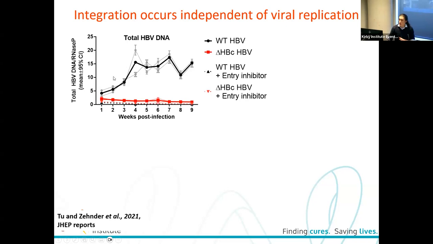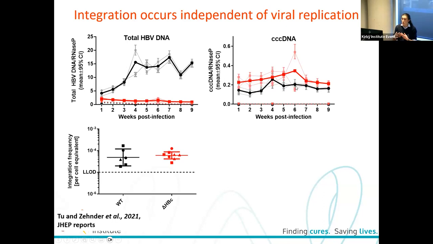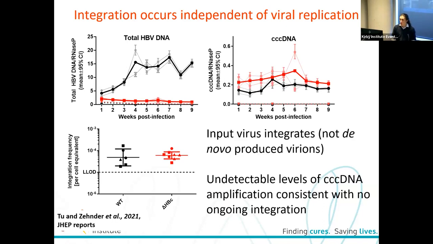So we've got wild type virus here and core minus virus. We confirmed that it doesn't produce new virus. We looked at the amount of cccDNA that was there. So this is a measure of how much the cells were infected, and they're pretty similar. When we looked at integration, again, completely the same. We couldn't distinguish them. So basically we show here it's the input virus that integrates, even prior to any replication that occurs.